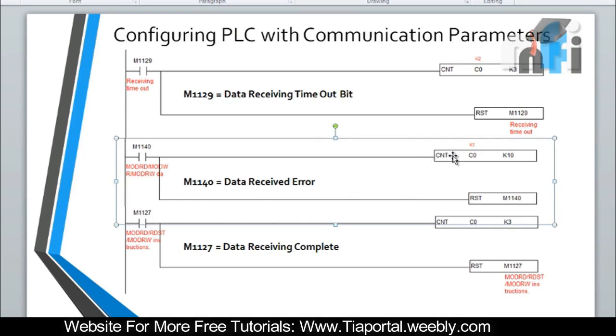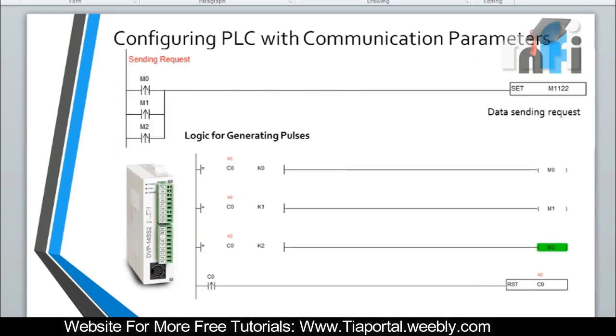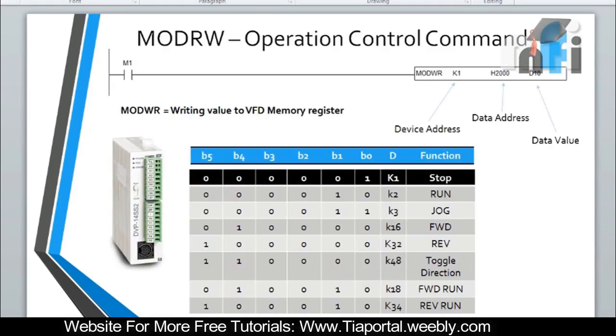Okay, then data receiving complete. So when the data has been received, then again we are actuating a counter. This is the same counter, we see here, it's C0 everywhere. So we are actuating the same counter, this C0, by 3 different bits: data receiving timeout, data receive error, data receiving complete. So just to keep continuing the program. I'll show you in the later logic. Then comes your Modbus write.